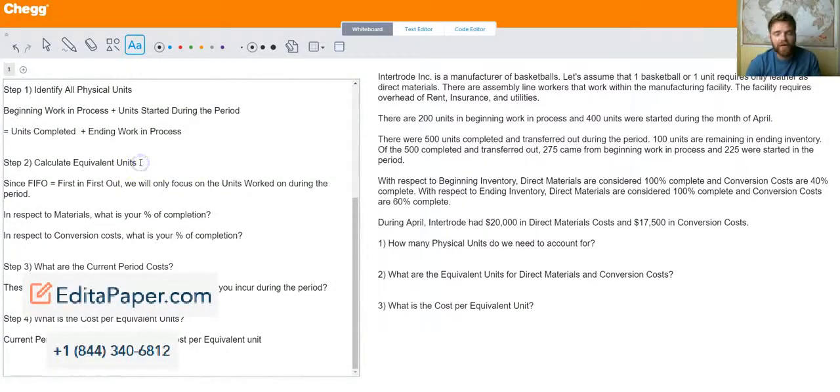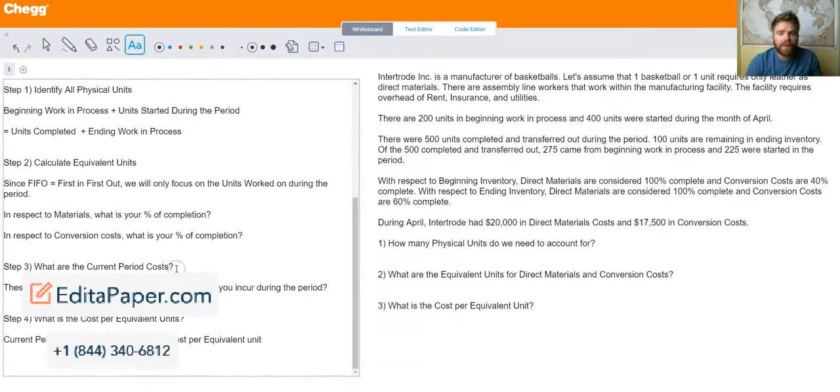Now the next step is to calculate the equivalent units. So since we're using FIFO, we're only focusing on what was completed during the period. And that's it. We're just focusing on what did we complete during the period. So in respect to materials, find out what's your percentage of completion. In respect to conversion costs, which is labor and overhead, what was your percentage of completion? Now this will make a lot more sense in a second when we do a problem. But these are the steps that you should follow.